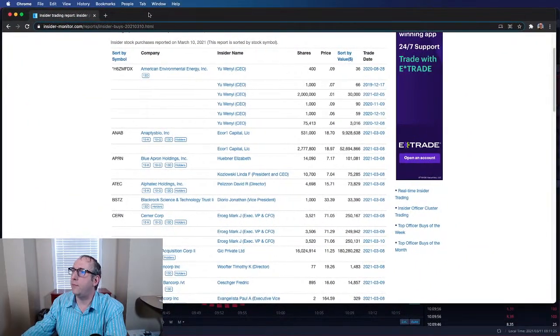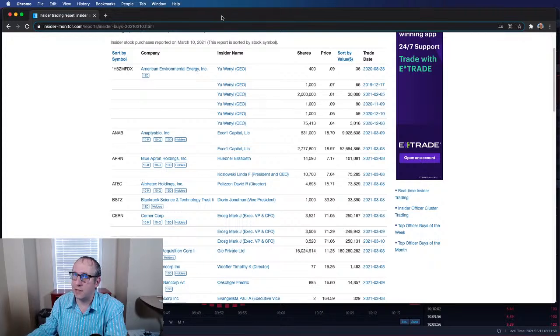All right, so this is insider-monitor.com. This is Apron here. I like it because we have multiple officers going in, a good amount of money, and I checked and looked. It's very important that they be open market, and both of these transactions were open market. So based on this information, I was looking for an entry into Apron.